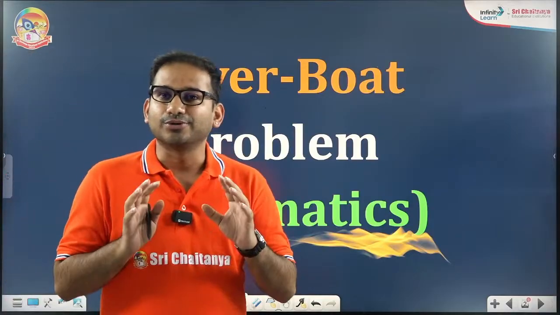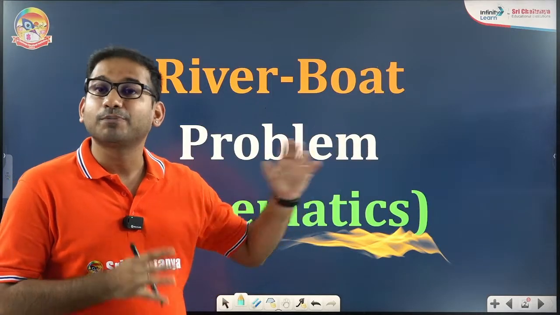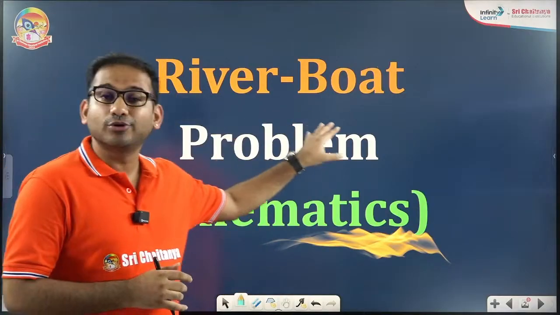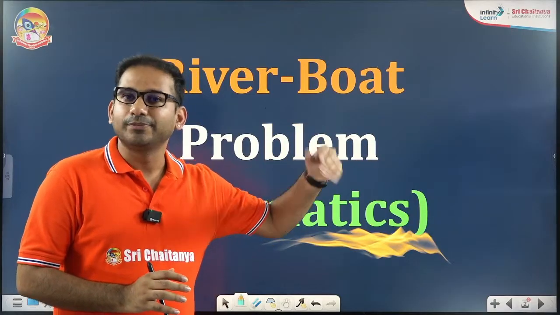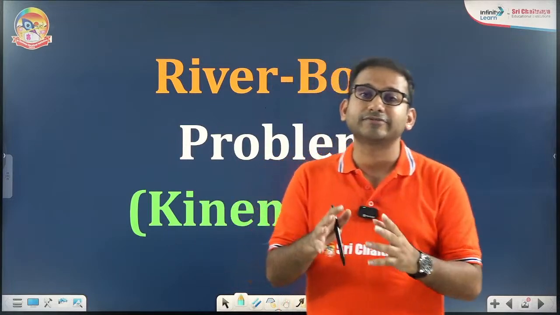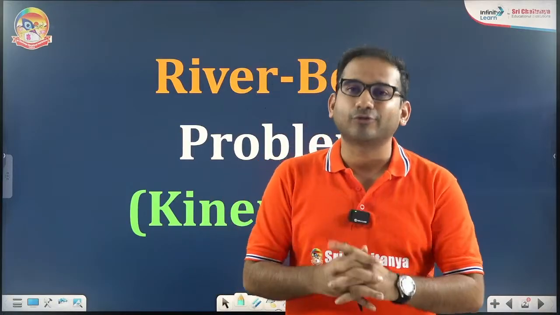All right. So as the heading itself suggests, it's a river and boat problem model. Instead of a boat, there could also be a swimmer inside the river. So what is the basic difference between observing a motion on the ground and observing a motion in a river? A river is not a steady, stagnant water body. It's a flowing water body.